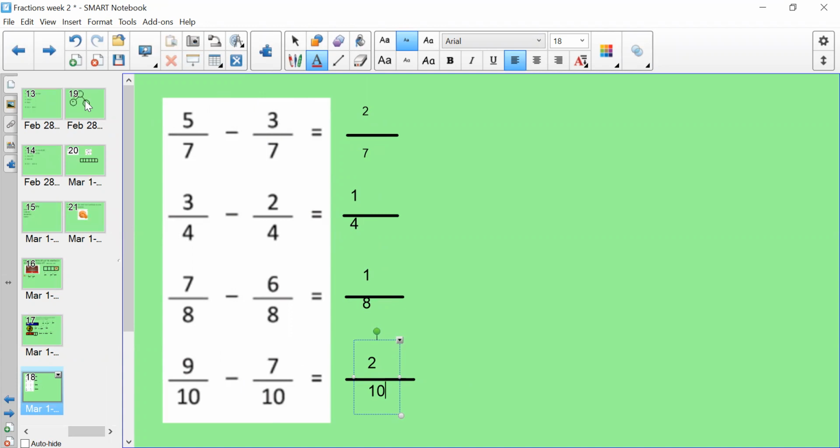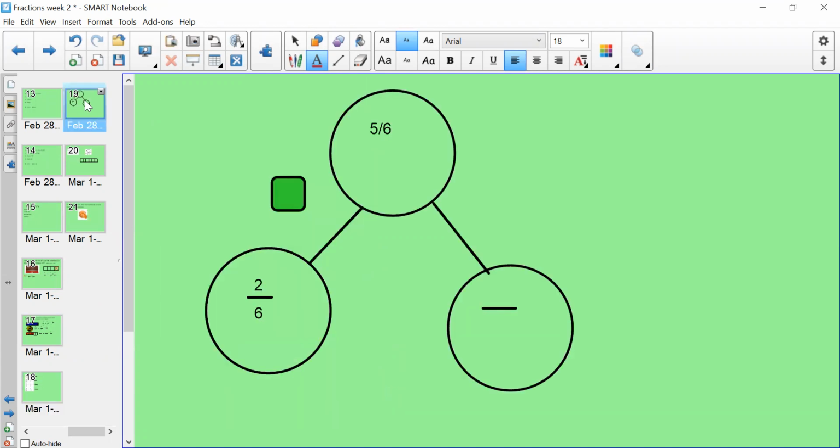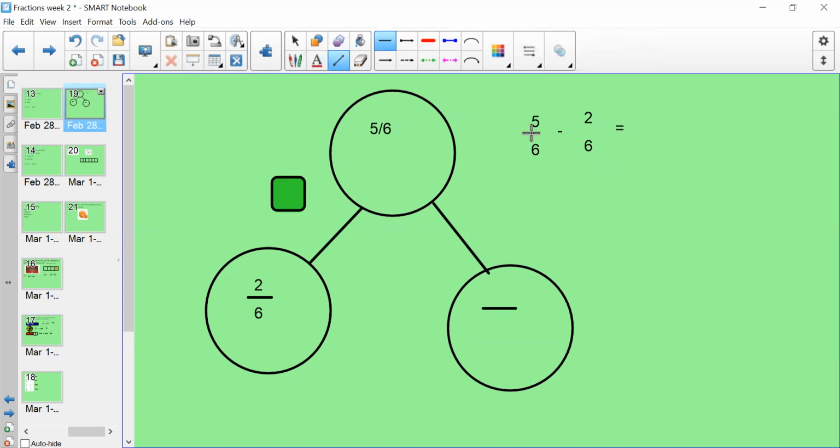Okay, so another way that we can also represent or show subtraction with fractions is to do a part-whole model. So this time, because we're subtracting, we always have the whole number first. So this is representing 5/6. Take away a part of your fraction, so 2/6. And then that is going to equal the other part of your fraction.